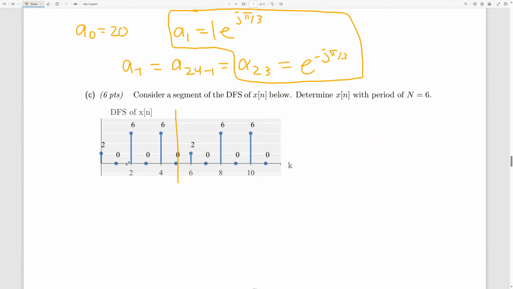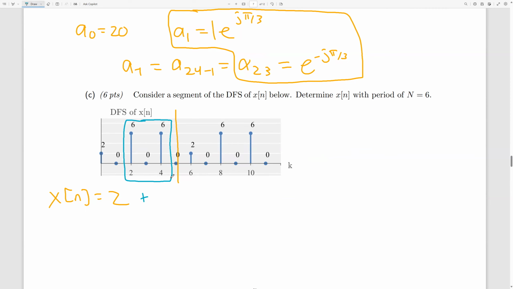1, 2, 3, 4, 5, 6. And after that, it repeats back to 2. So I know that I have a DC term up to, let's say, 2. So when I build my signal x of n, I can see that I have a DC term here too. And there's going to be another part here, which I suspect to be a cosine. I don't know the coefficients necessarily, but it's probably going to be a cosine.